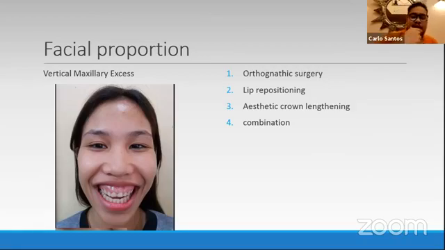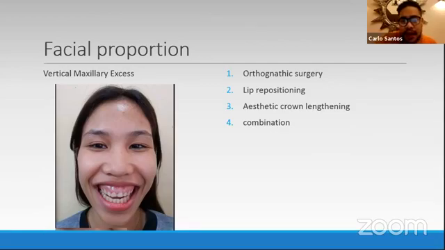Number 2, lip repositioning. In doing lip repositioning with patients who have vertical maxillary excess, or for the orthodontists who are watching, the patient who is very retrognathic, with severe skeletal class 2, if I'm correct, I'm not an orthodontist, for those patients lip repositioning is contraindicated. The mere fact of smiling, when the patient smiles with that condition, it really pulls. If you do lip repositioning in those patients, remember, you're dealing with epithelium, and epithelium is elastic, so it will fail, it will relapse.